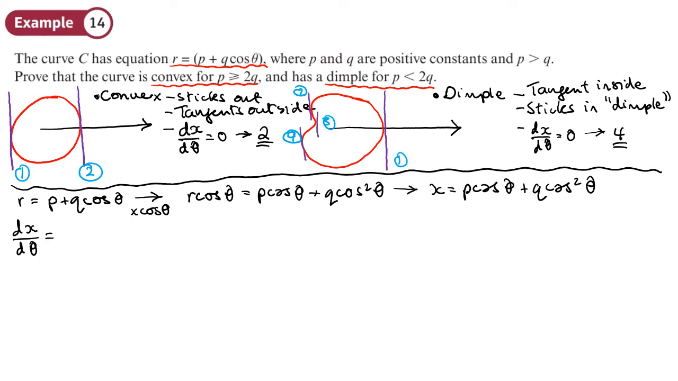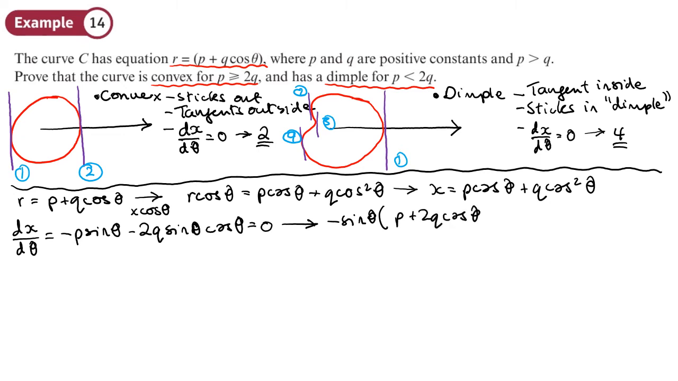So dx d theta, the p cos theta will become negative p sine theta. And using the chain rule to differentiate the q cos squared theta, I will get negative 2q sine theta cos theta. I want to work out when this is equal to 0, so it makes sense to factorize it. So I can take negative sine theta outside the bracket and put p plus 2q cos theta inside the bracket equals 0. So let's solve this.